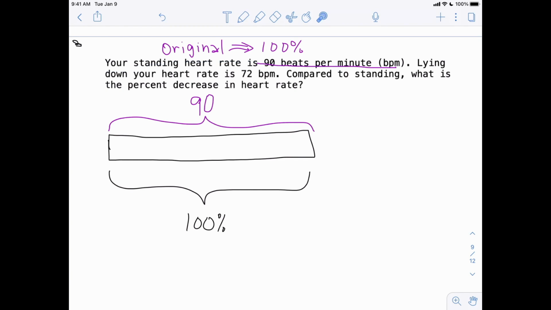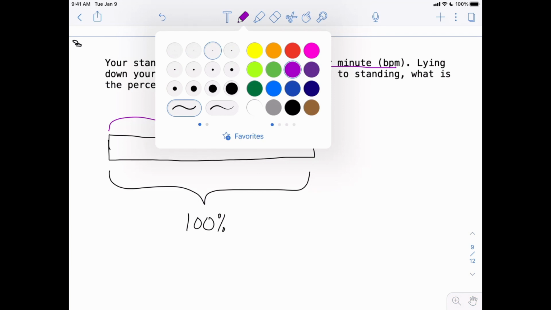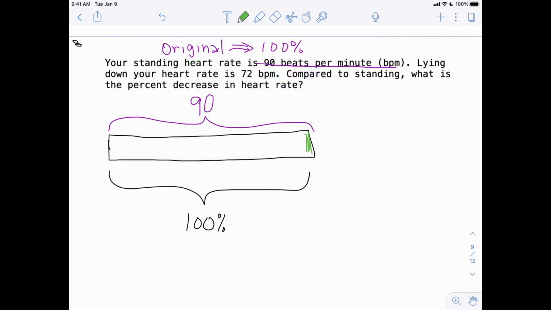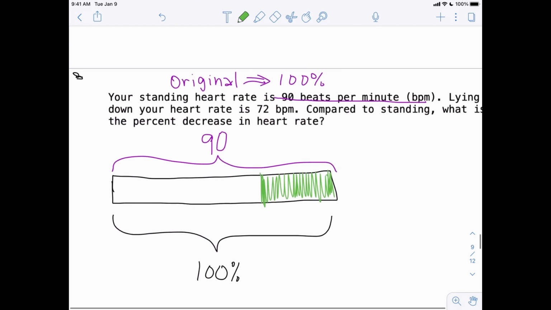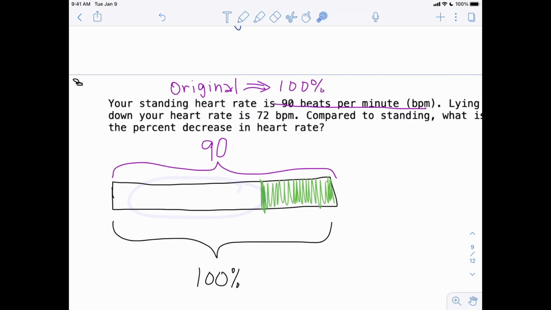If your standing heart rate is 90 beats per minute, lying down is 72, compared to standing, what is the percent decrease in the heart rate? So that's basically meaning this original 90 beats per minute is your original, which is 100%. Now it goes down to 72. It decreases down to 72. Now I don't know where 72 is, but it decreases, and I'll stop right here at 72. So what does that mean? That means this portion here is the 72, and this portion here is the decrease.